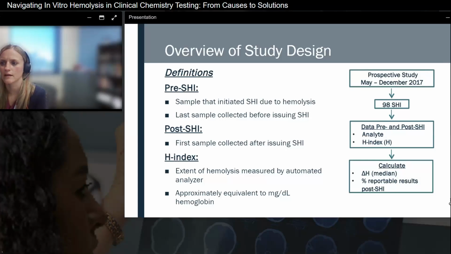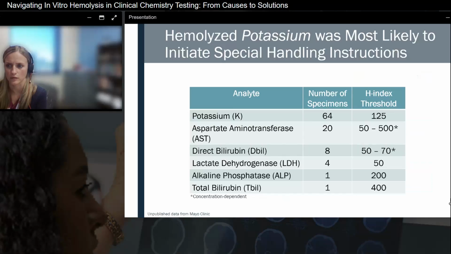Data regarding the analyte that initiated special handling instructions, or the analyte that repeatedly had hemolysis above the threshold, as well as data regarding the extent of hemolysis as measured on the Roche Cobas and reported as H-index were all collected for the study. All of this data was collected from the LIS or from instrument software. From there, calculations were completed, including the change in hemolysis pre and post special handling instructions initiation and the percentage of reportable results after implementation of special handling instructions.